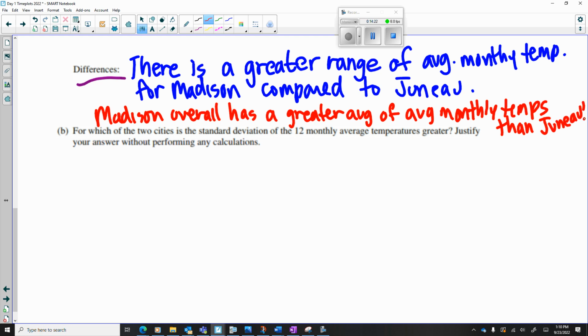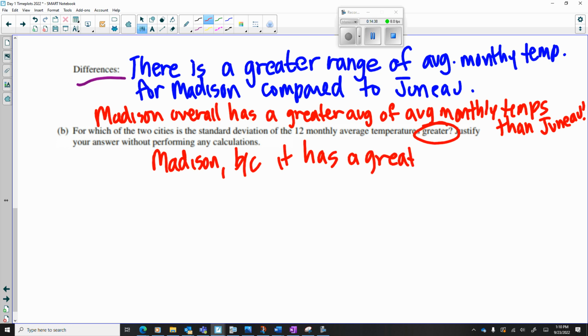Okay, and it says for which of the two standard deviations is it greater? So I'm hoping you realize based on above that we said the range of Madison was greater. So Madison, because it has a greater range of monthly temps than Juneau. Juneau was more consistent, all right?